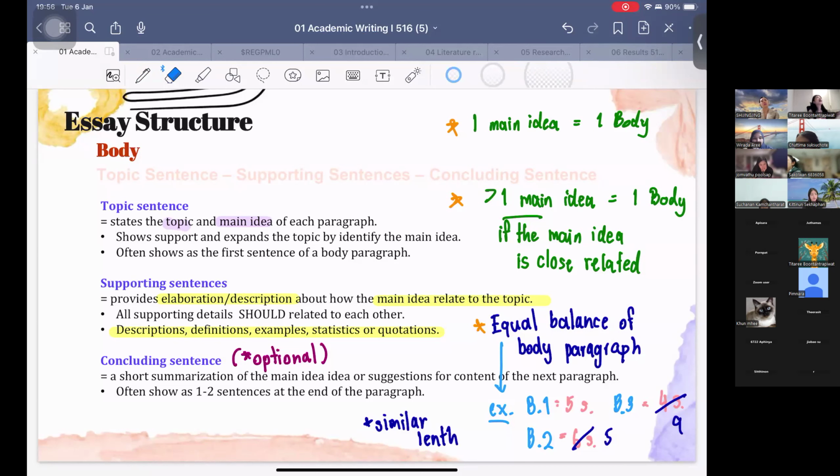4 sentences, which probably means at least 4 lines. That's the shortest it can be. At least 4 lines. However, let's keep your paragraph not longer than 3/4 of a page. Half a page is okay, or 3/4, it's okay. But longer than that would be too long.